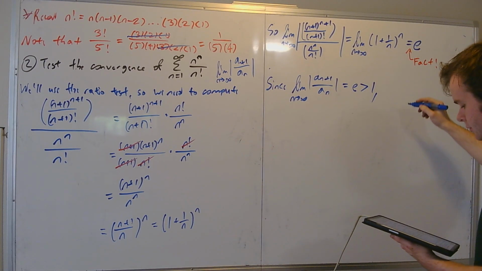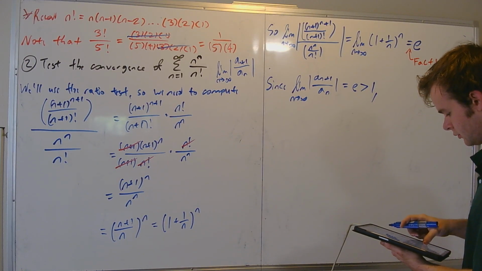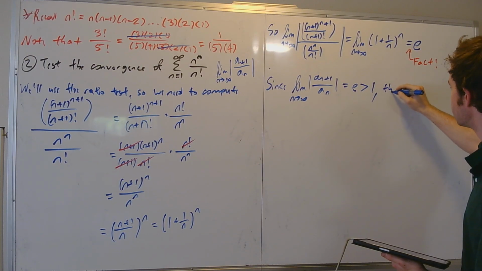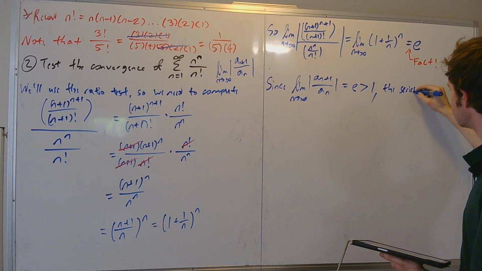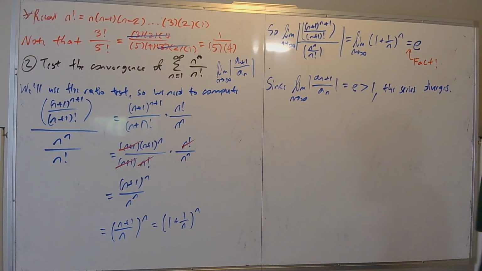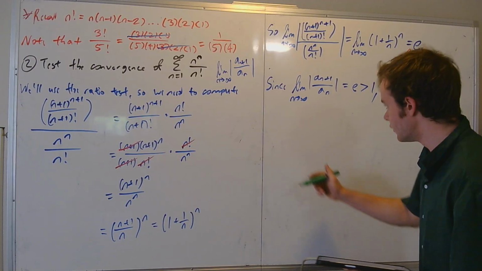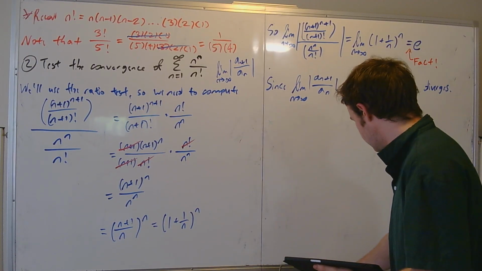The series, yes, that's what I'm going to say. Yes, the series diverges. Right, because e is 2.7 something, and that's bigger than 1, so just using the ratio test, we can say that the series diverges.